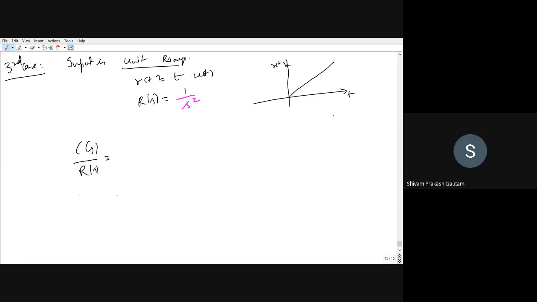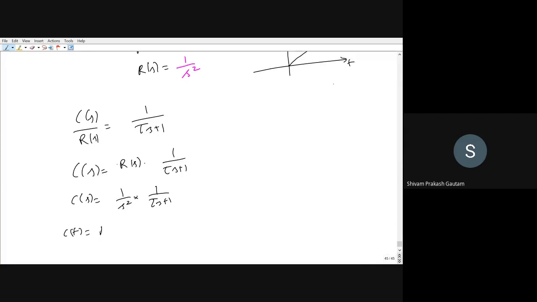Again, we have to write C of s upon R of s. The closed loop transfer function will be equal to 1 upon tau s plus 1. This is for a first order system. So C of s will be equal to R of s multiplied by 1 upon tau s plus 1. R of s in this case is 1 by S square, so C of s will be equal to 1 by S square multiplied by 1 upon tau s plus 1. Now you have to calculate c of t, that means the Laplace inverse of C of S. That will be equal to the Laplace inverse of 1 upon S square multiplied by 1 upon tau s plus 1. So what will you do if you want to calculate c of t?